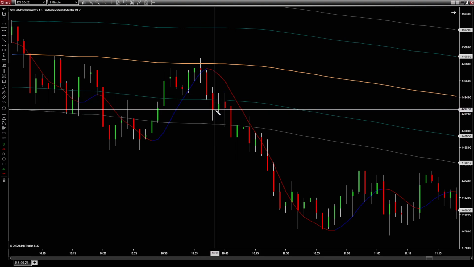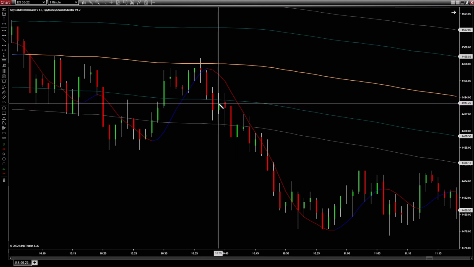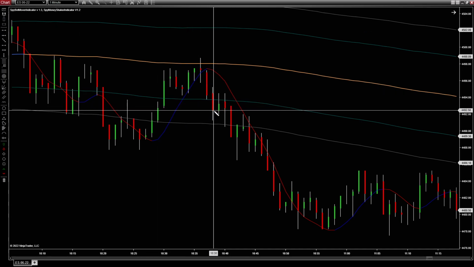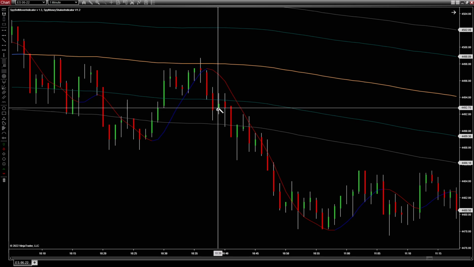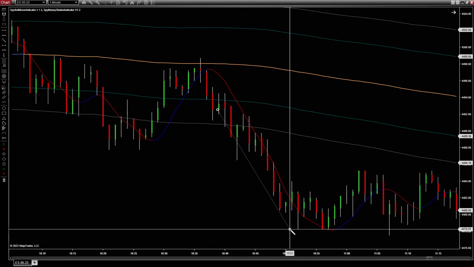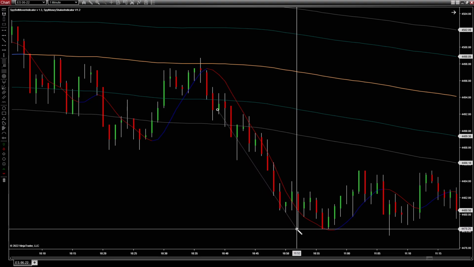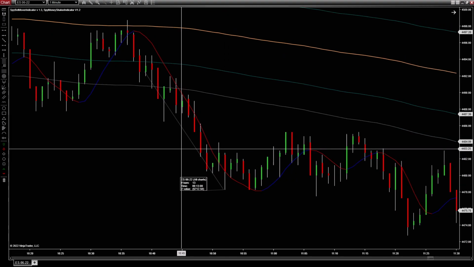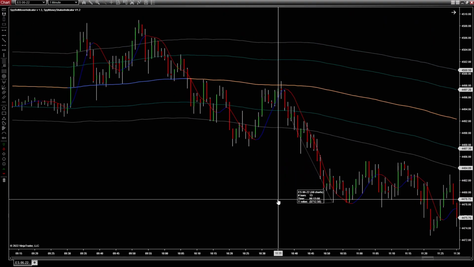I think your entry would actually be right there. Actually, no, that's not it. The entry would be right here at the open of this candle, because when this one closed is when that turned red. And the most you could have made would be right here. That's $712. So multiply that by whatever contracts you do.